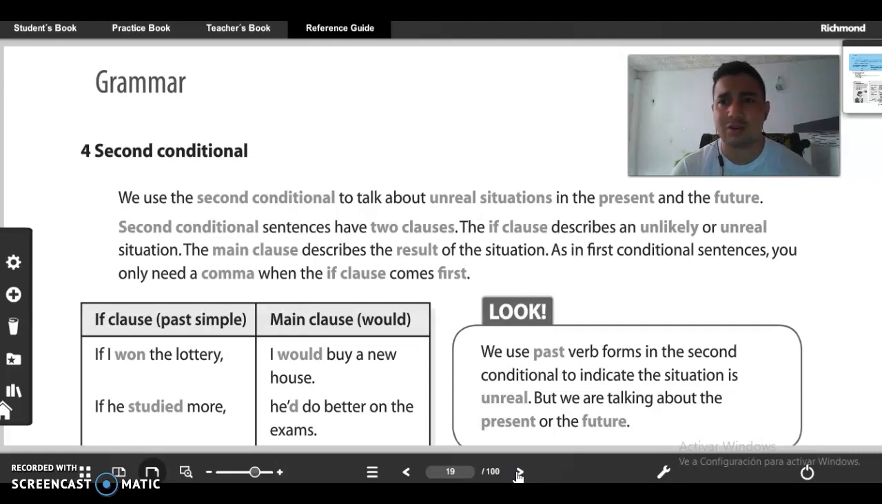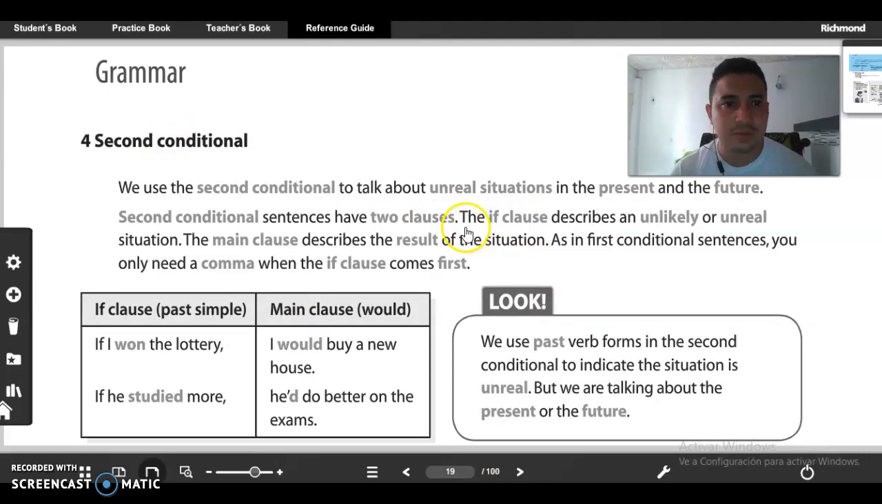I told you that the second conditional is used to talk about unreal situations in the present and the future. Notice that in this conditional, both clauses or both tenses are important. The second conditional, as all the conditionals, has two clauses. It means an if clause and at the same time a main clause. What should we take into account? That in the second conditional, the if clause goes in past simple.